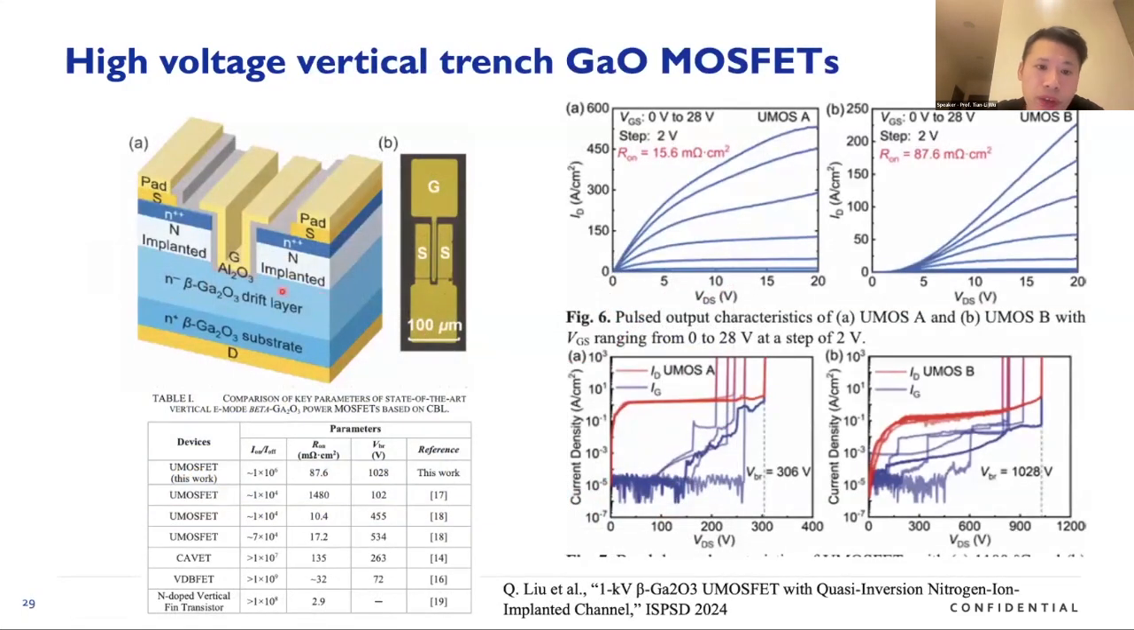Also, the vertical trench gallium oxide MOSFET has been demonstrated recently. You can see the structure here is very similar to the silicon carbide trench MOSFET, but now it's in gallium oxide with an aluminum oxide gate dielectric, and the result shows that the device can exhibit more than 1000 volt breakdown voltage capability.